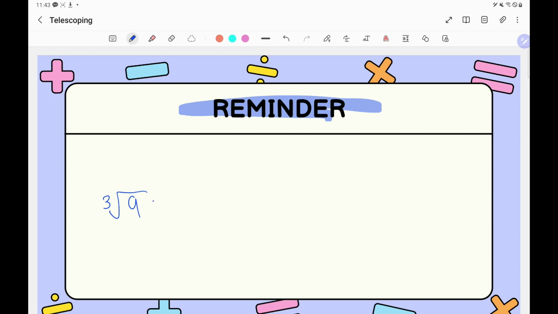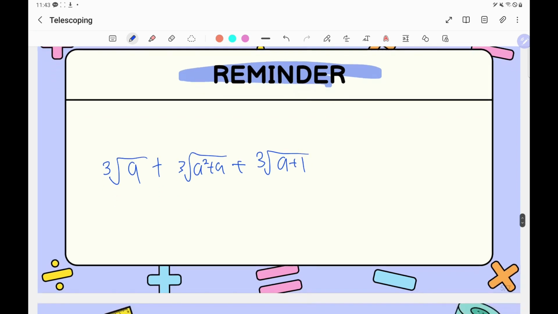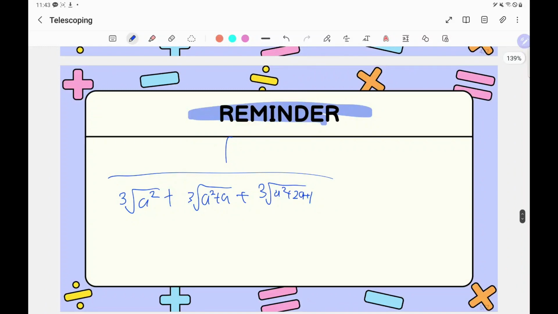Cubic root of a plus cubic root of a squared plus a plus cubic root of a plus 1. Is this correct? Actually, this is not correct. What I'm trying to say is this. But anyways, what is this? I don't even know this. Okay? This is third root a plus third root a plus 1, all squared, if you have 2 under here. So, I mean, third root a plus 1 squared.